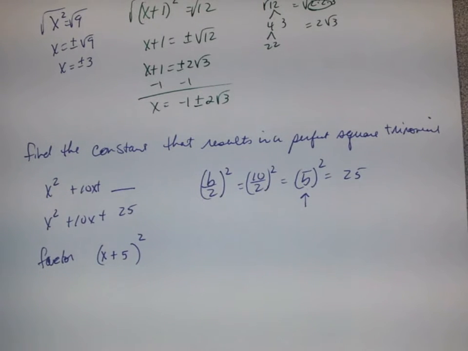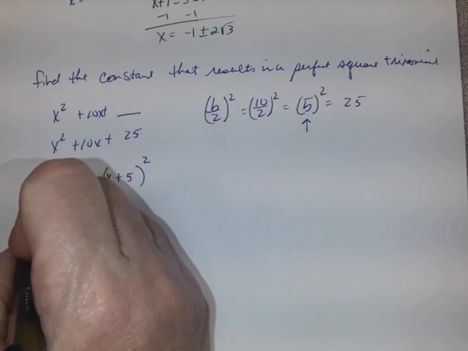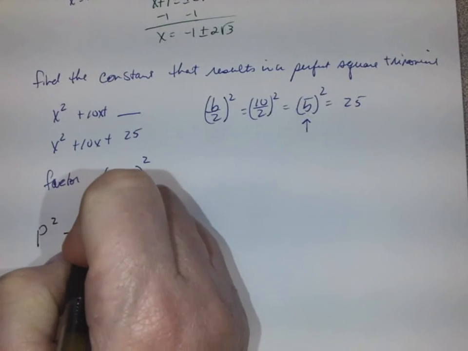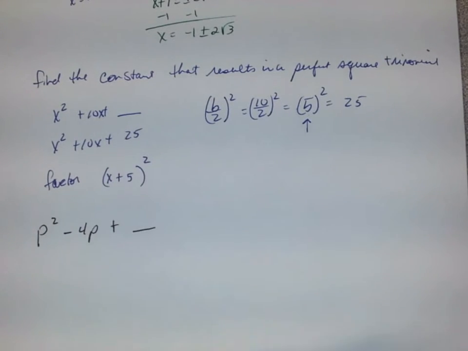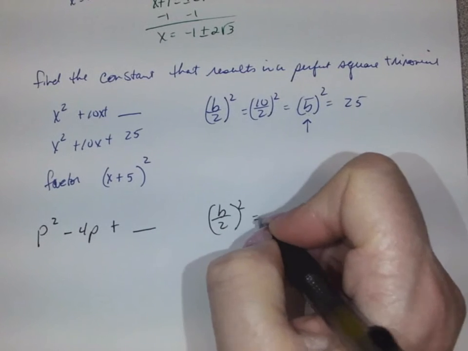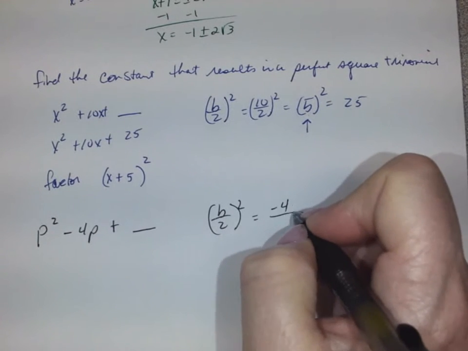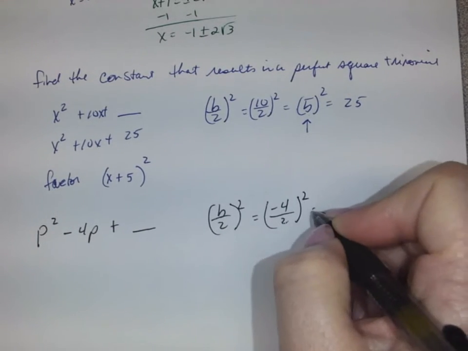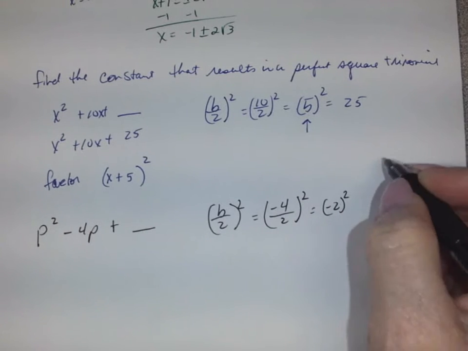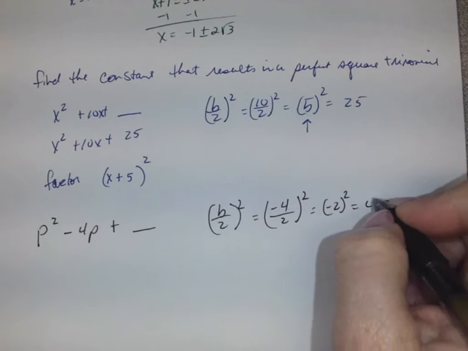All right, let's do another one. So if we have p squared minus 4p plus blank, again, b over 2 squared will get you negative 4 over 2 squared. Well, negative 4 over 2, that's negative 2 squared. Negative 2 squared will get us 4. So we have p squared minus 4p plus 4.